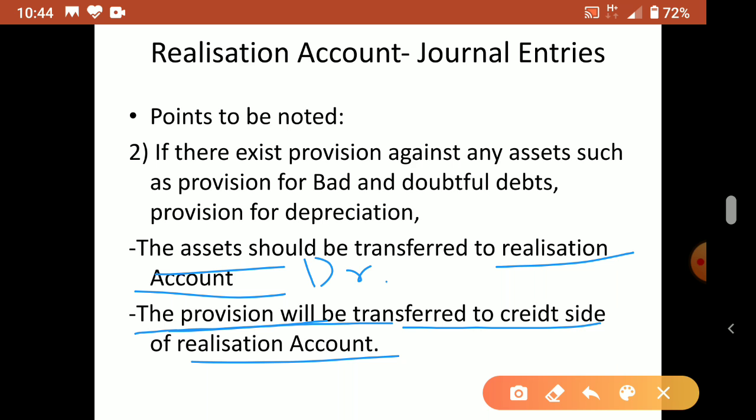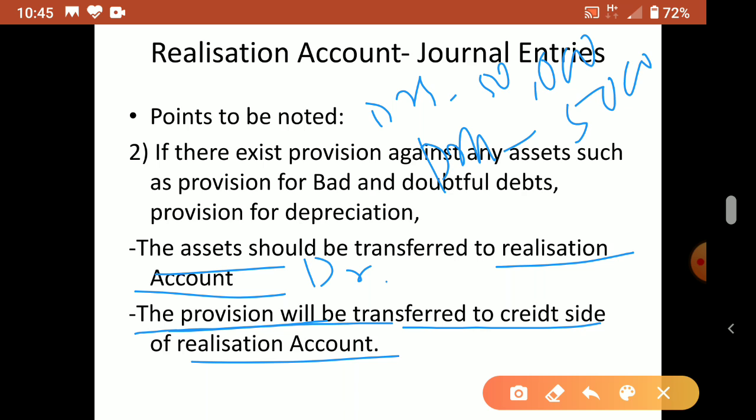Okay, so one example I tell you. Suppose debtors is 50,000 and provision for bad and doubtful debt is 5,000. Now how do you treat this debtors asset? This asset we have to transfer to debit side of realization. So realization account, as I explained previously, on the debit side what will go? Debtors will go. On the credit side this provision will go. You need not do any minus or plus or something like that, nothing is there.